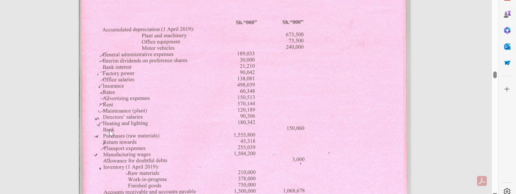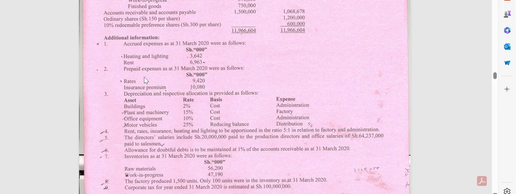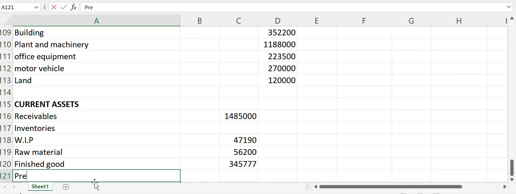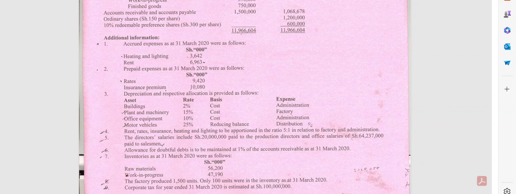So the bank here is an overdraft, so that one will be under liability, and you can see it is on the credit side. We don't use opening inventory, we only use closing. So from there now we can check for the prepayments. So we had prepaid rates. The figure for prepaid rates is what? 94.20.